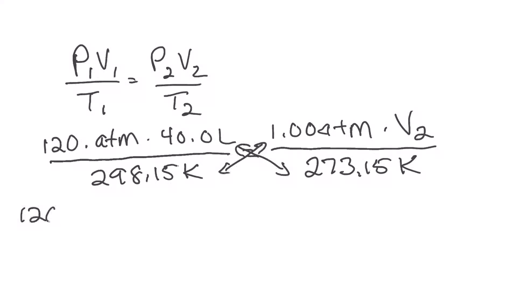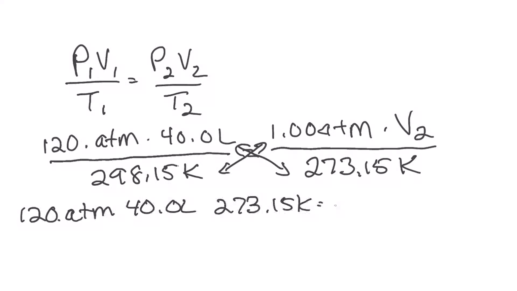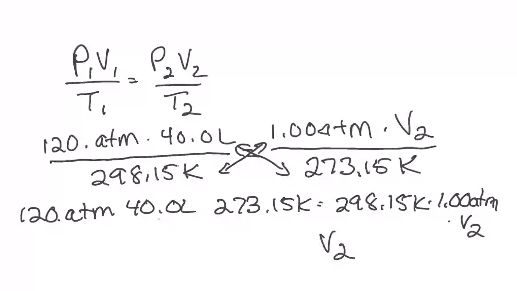So then I would have 120 times 40 times 273.15 equals 298.15 times 1 atmosphere times V2. And I ran out of room, so I put it on the bottom. So I'm still not done. I haven't isolated V2. So then I have V2. I multiply all of this side, and now I've got to divide it by this. So really I only have to divide by 298.15 because dividing by 1 doesn't get me anywhere.